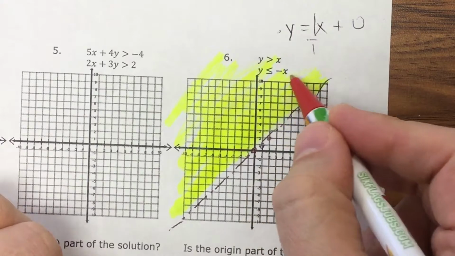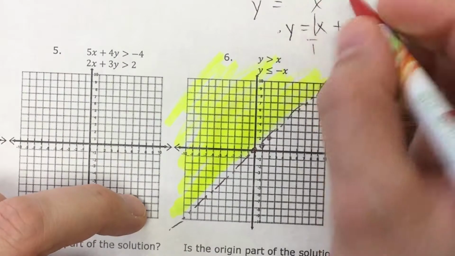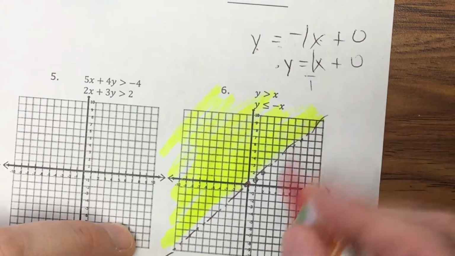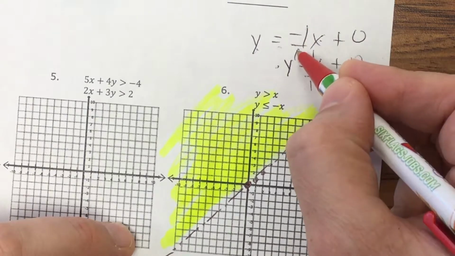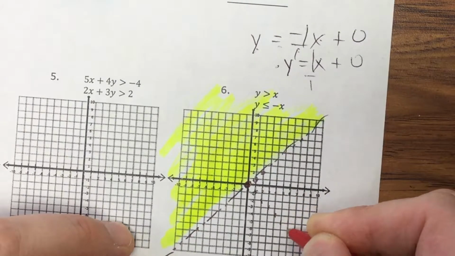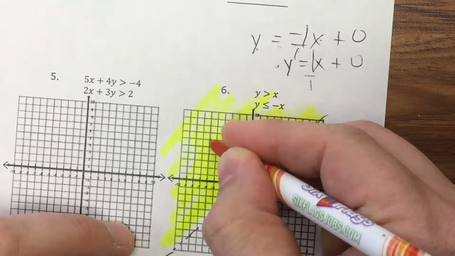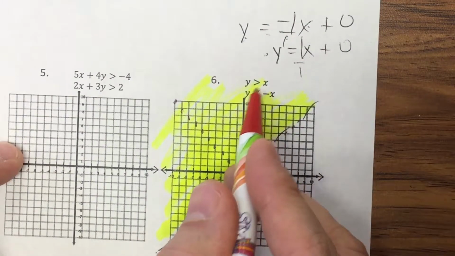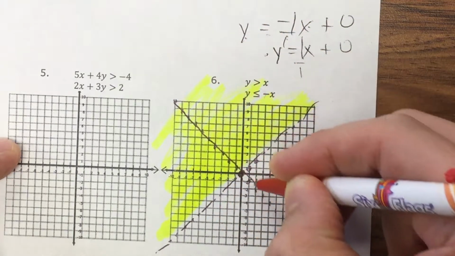Y is less than or equal to negative x. Well, if I had the line y equals negative x, it's basically y equals negative 1x plus 0. All right? So again, my y-intercept is 0. My slope is now down 1, 1 to the right each time. Down 1, 1 to the right. And so I get this kind of thing. Okay, this one is a solid line because I have equal as part of my inequality. So I will be making a solid line through all these points.